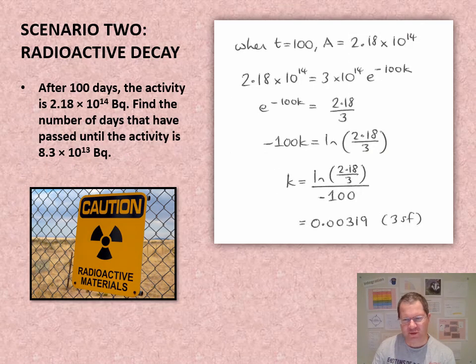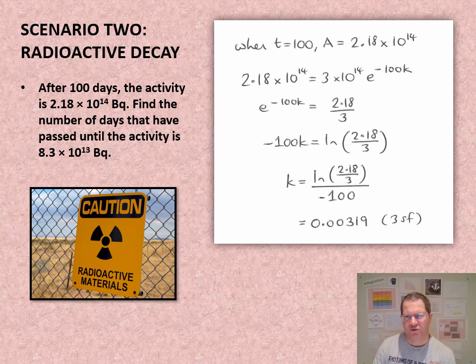And then the second part of the question. After 100 days, the activity is 2.18 times 10 to the 14 becquerels. Find the number of days that have passed until the activity is 8.3 times 10 to the 13 becquerels. Now, at this point in the badger question, we were told the value of k. In this question, we have to work it out using the information.